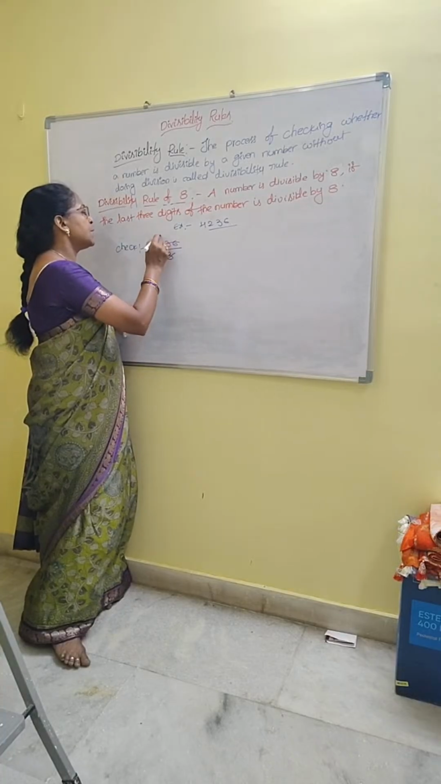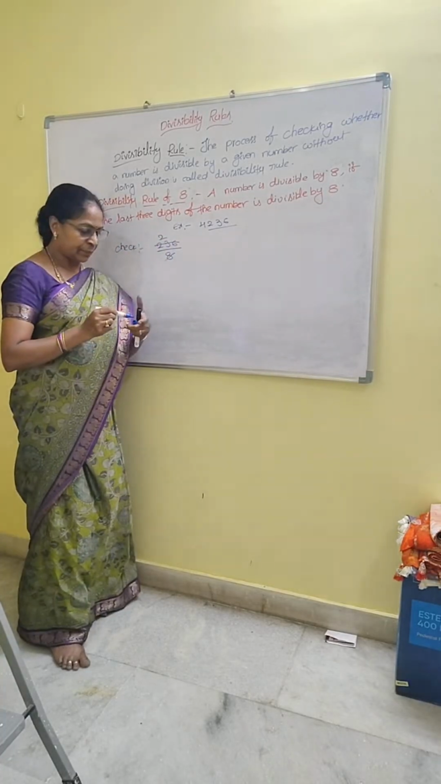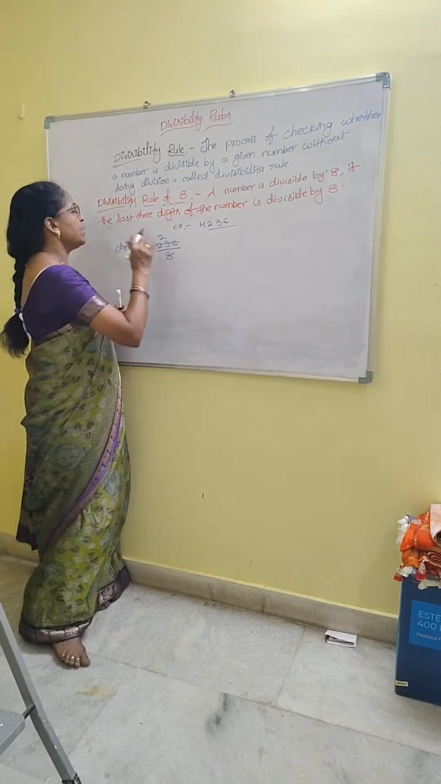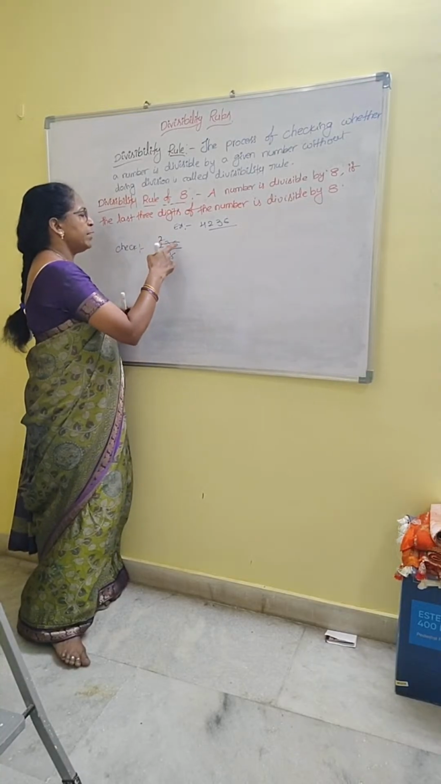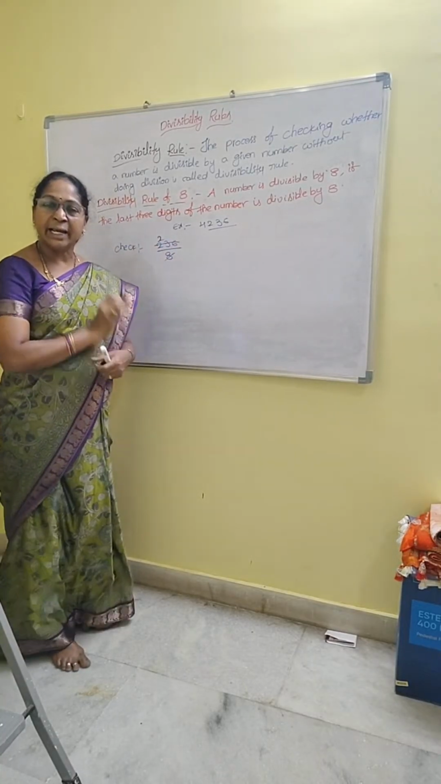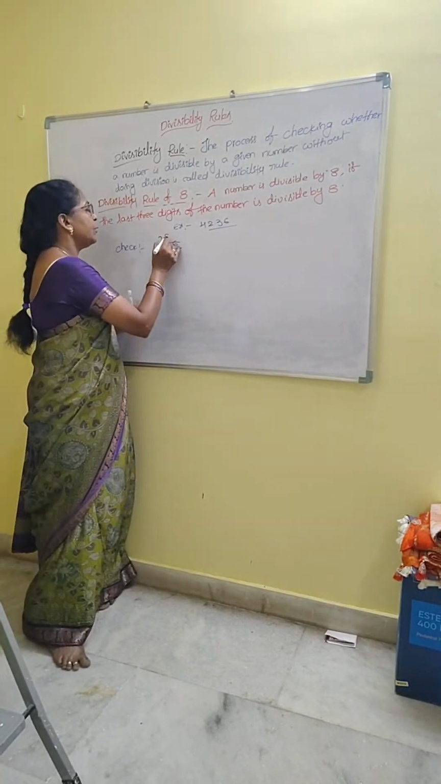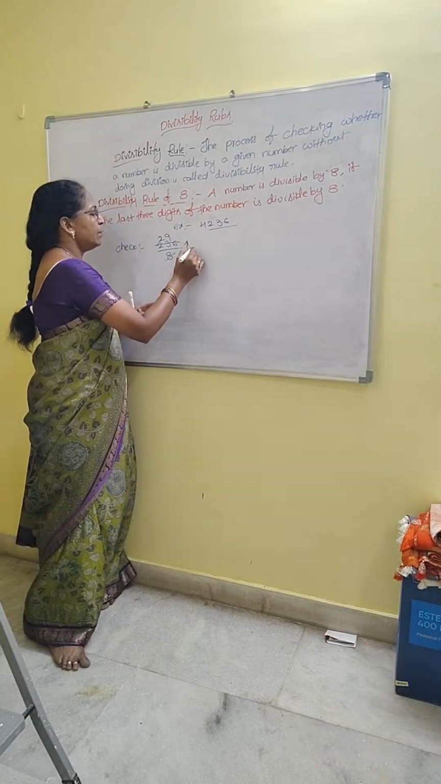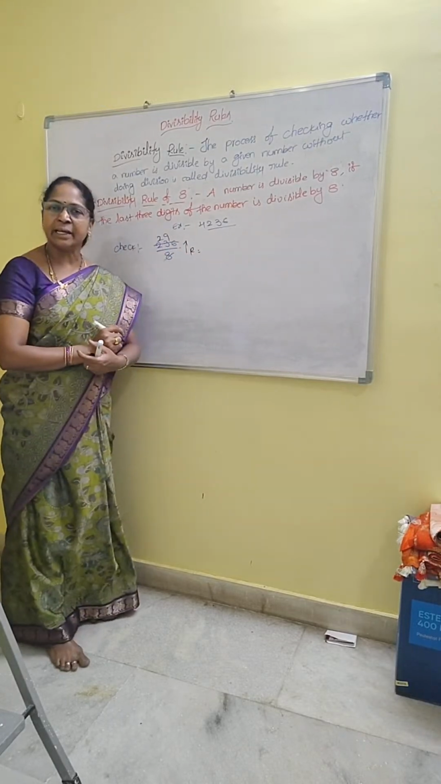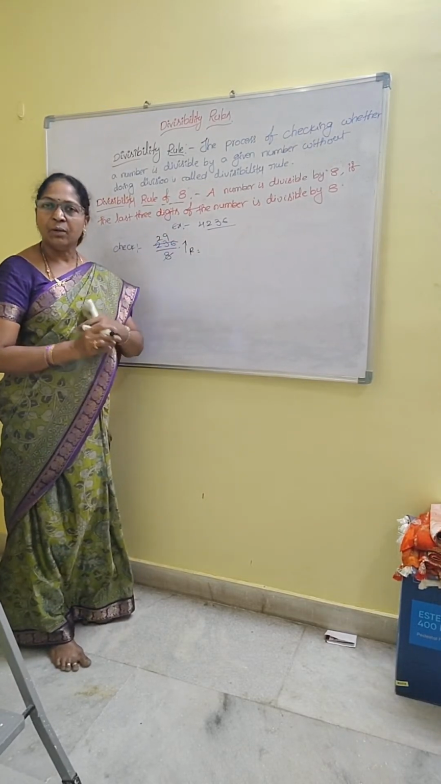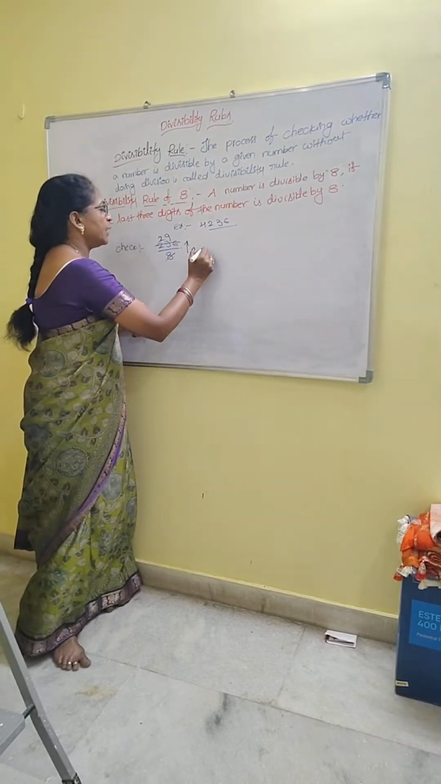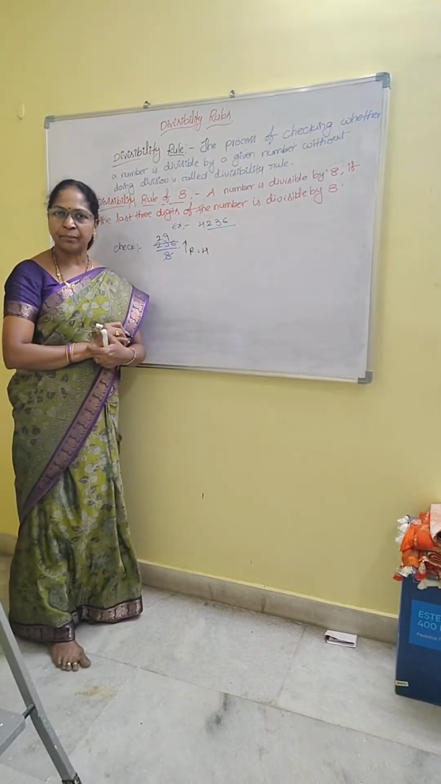So 2 times. 8 twos are 16. What is the balance here? 76. 8 eights are 64, 8 nines are 72. 76 is there, but it goes 72. That means the balance is 4. That means the remainder is 4.